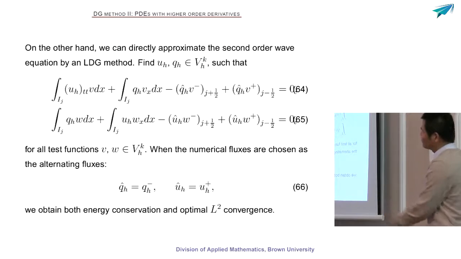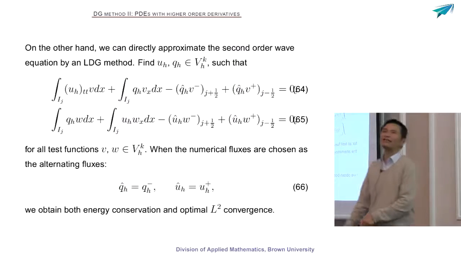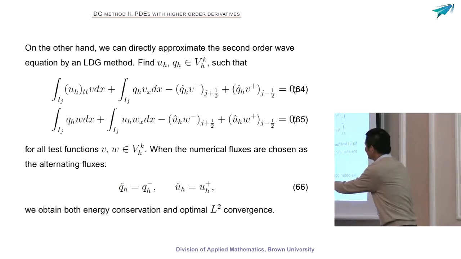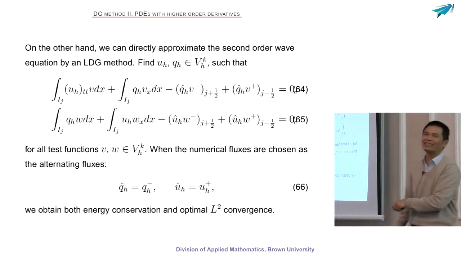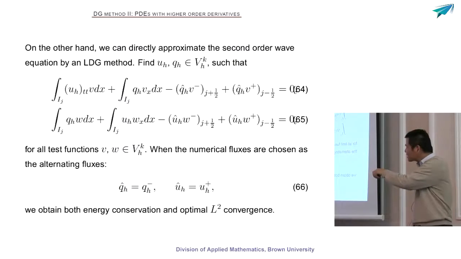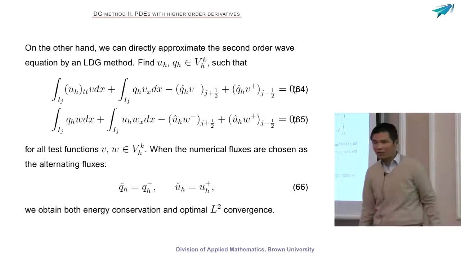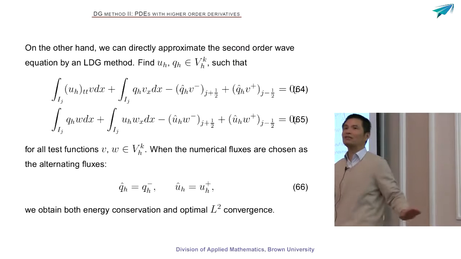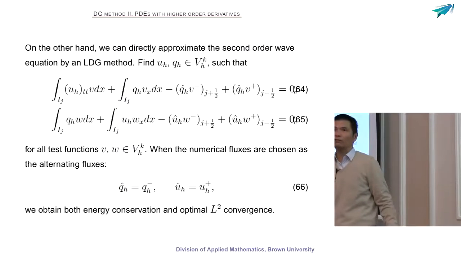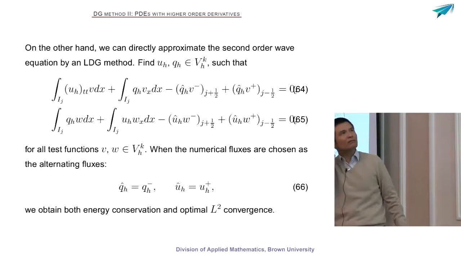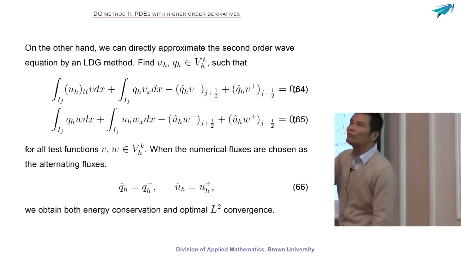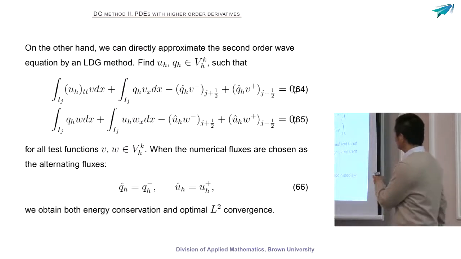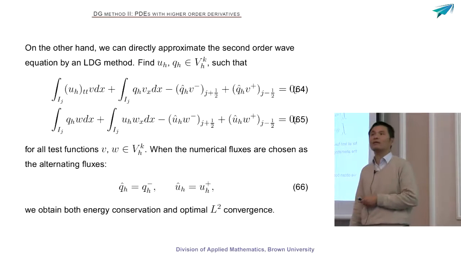I probably got lazy. It's late evening when I prepared this, so I just put one sentence here. I did not put the formula. But we obtain both energy conservation and optimal L2. So basically what you get is that d/dt of the integral of UH squared is 0. So the energy doesn't change with time for your numerical solution. Is it UH squared plus? Yeah, so it's the true total physical energy. It's probably UX squared plus UT squared. That's the total energy.